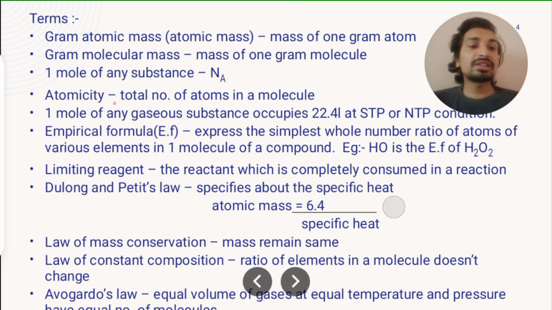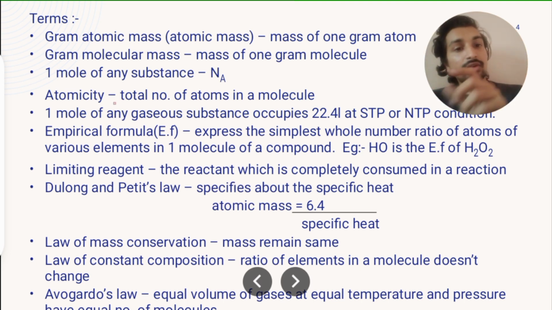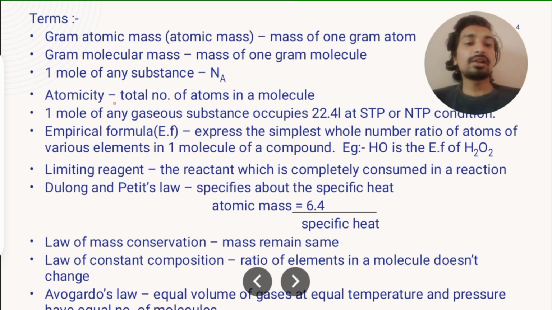The limiting reagent is the reactant which gets completely consumed in a reaction. One reactant gets completely used up in the reaction, and the other is in excess. So that is called the limiting reagent. And what is the Dulong-Petit law? It specifies the specific heat. So if you divide 6.4 by the specific heat, you get the atomic mass.